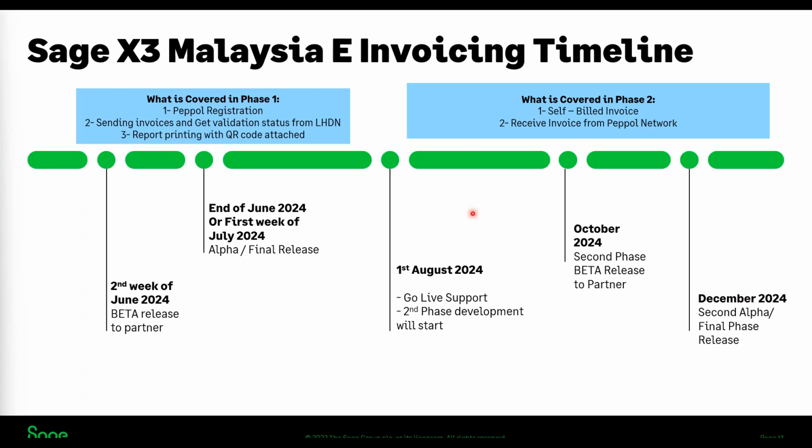Okay, at this moment, when this is not available in Sage X3 yet, you will probably need to go to the MyInvoice portal, or you can go to our access point provider portal, which is Sesame, to submit a self-bill invoice manually. Okay, when it is available, yes, you can use Sage X3 to send self-bill invoices. Okay, and we will also cover in phase two receiving invoices from the PayPal network.